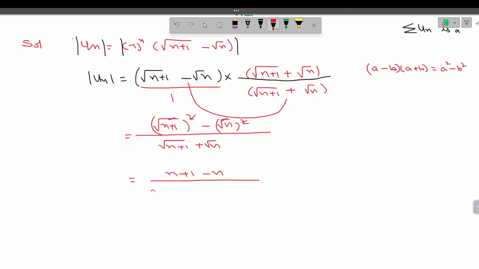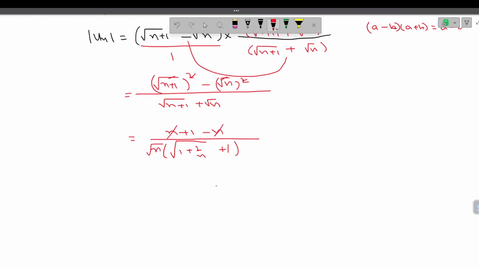By this, if we take n common, we get root of 1 plus 1 by n, plus 1. Taking root n common, it gets cancelled. So we are left with mod of un equals 1 by n to the power of half into 1 plus 1 by n plus 1.